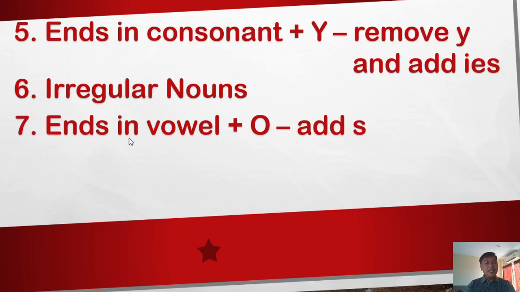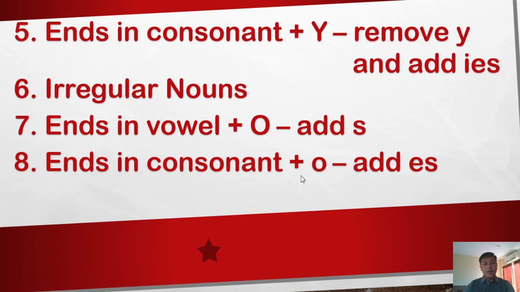Number seven, the word ends in vowel plus O. Just add S. Again, the vowels are A, E, I, O, U. Number eight is consonant plus O. The consonants are B, C, D, F, G, H, J, K, L, M, N, P, Q, R, S, T, V, W, X, Y, Z. If consonant plus O, add ES. And lastly is no changes.